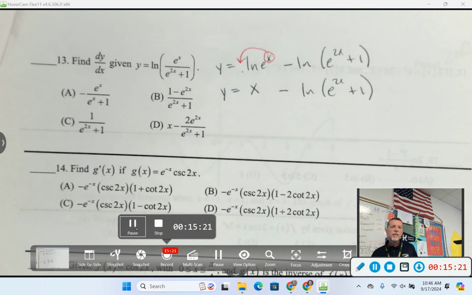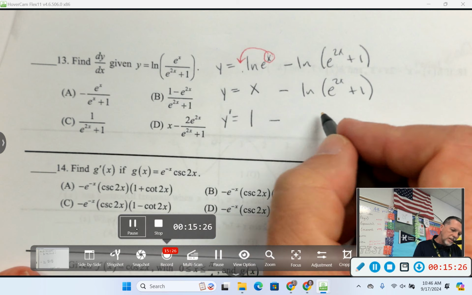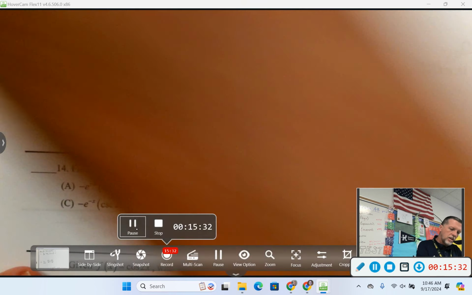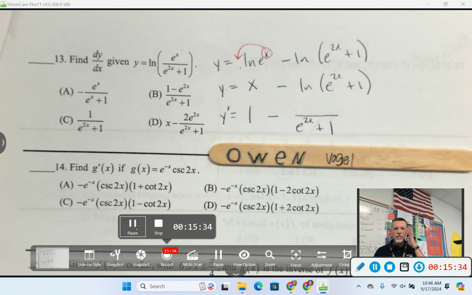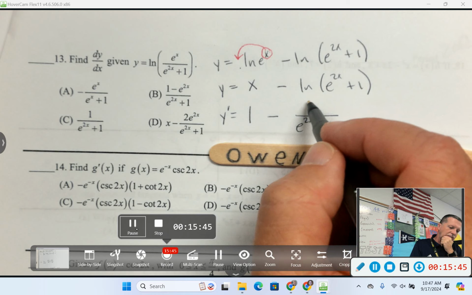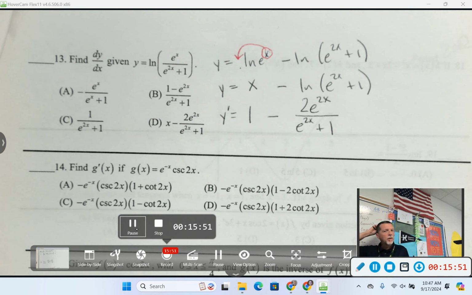Yay, algebra. Now I'm ready to do a derivative. So 1 minus e to the 2x plus 1 in the denominator. In the numerator goes the derivative of e to the 2x plus 1. Owen, what's the derivative of e to the 2x plus 1? Would it be e to the 2x? Very nice, 2e to the 2x. So the e stuff stays the same, but the chain rule brings down a 2, and the derivative of 1 goes away. And why is that not one of my answer choices?